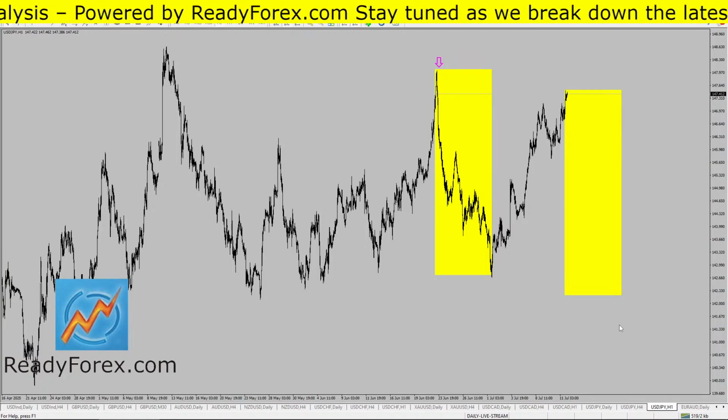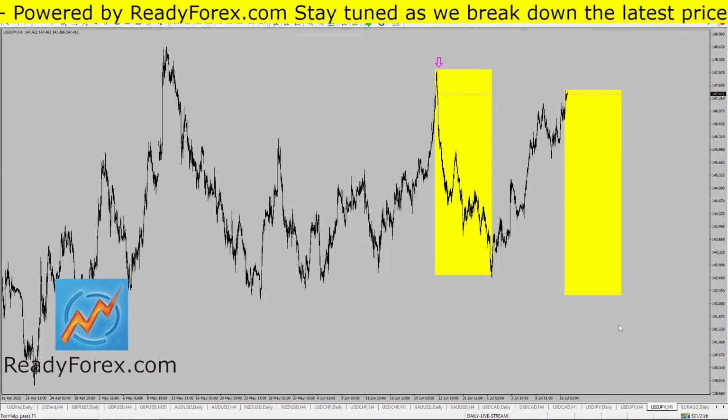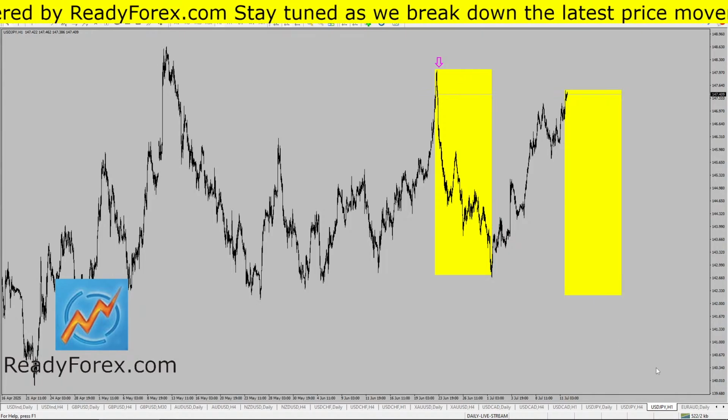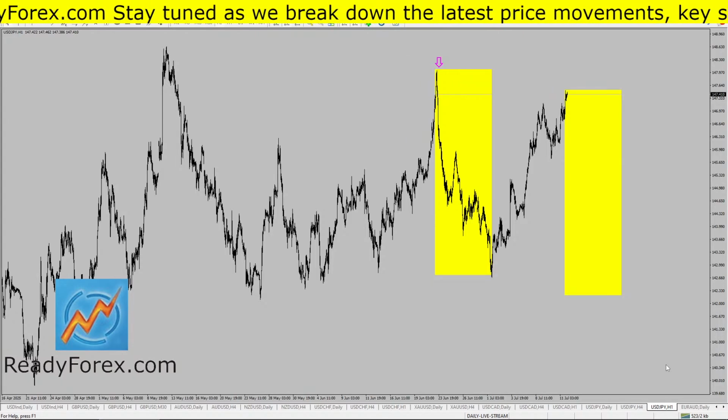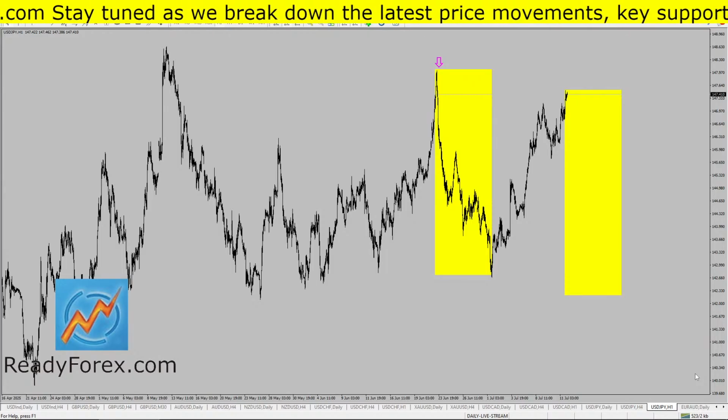Okay, I think these are the currency pairs that I would like to discuss. If you have any currency pair that you want me to analyze, just type inside the chat box.